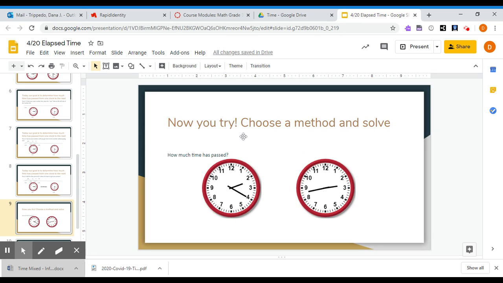And so now I would like you to try. So go ahead and pause the video, choose a method, either the stack and attack subtraction or open number line, and tell me how much time has passed.